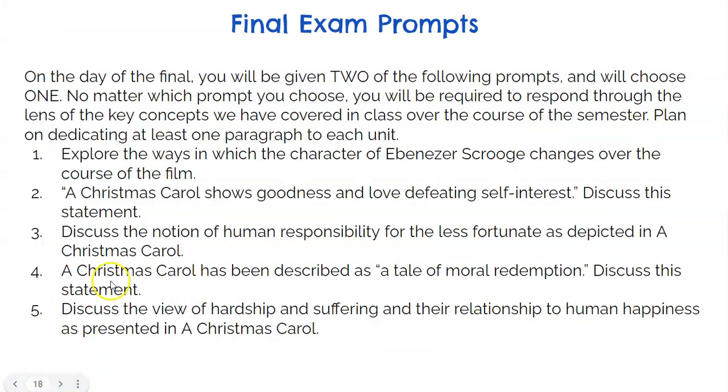So for our prompts, you will be given 2 on the day of the final, and you'll pick only 1 to write about. Remember, prompts 1, 2, and 4 are looking at the same idea in slightly different ways. So explore the ways in which the character of Ebenezer Scrooge changes over the course of the film. Number 2, A Christmas Carol shows goodness and love defeating self-interest. Discuss this statement. And number 4, A Christmas Carol has been described as a tale of moral redemption. Discuss this statement. As you can see, the strategy for answering those 3 questions is pretty much the same for each, maybe with slightly different focus.